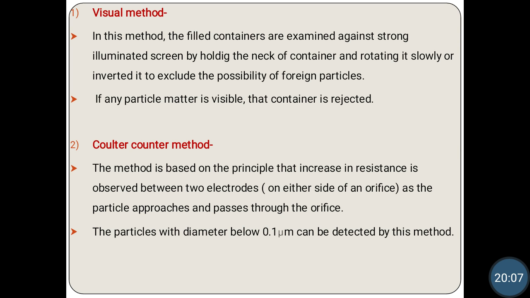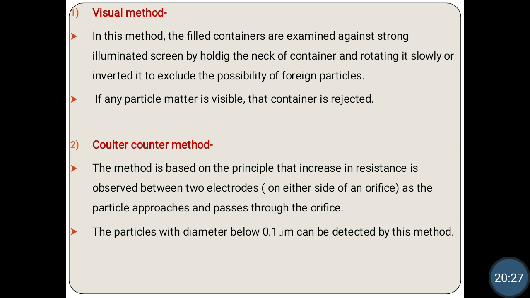The next method is the Coulter counter method. This Coulter counter method we have seen in the suspension chapter also. Okay. Again the same technique or same method is used to check the presence of particulate matter.